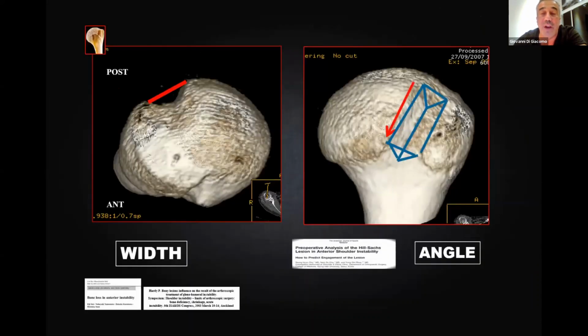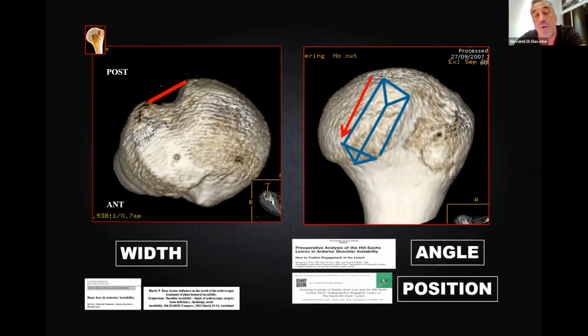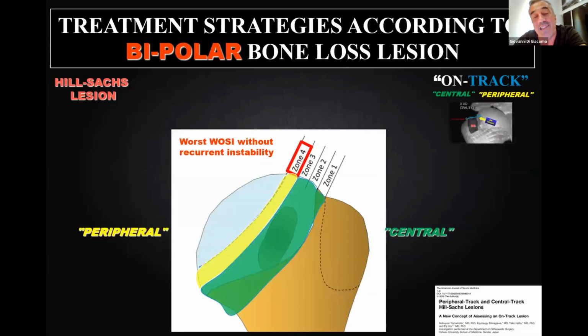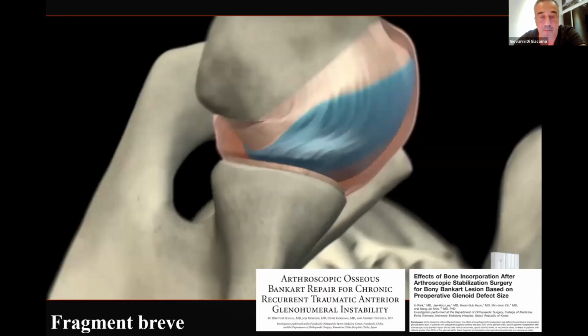So always take a look at the position of the Hill-Sachs, because the more medial the Hill-Sachs is, the more possibility you have that the Hill-Sachs is off track. You can study the Hill-Sachs through the CT, but also through the MRI.